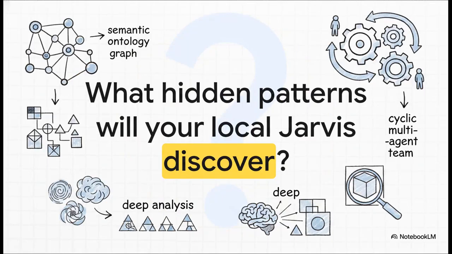So now that you have the complete architectural blueprint for advanced operational AI, from the semantic ontology graph all the way to cyclic multi-agent teams, the only question left is, what hidden patterns, historical connections, and structural loopholes will you unleash your localized Jarvis on first?